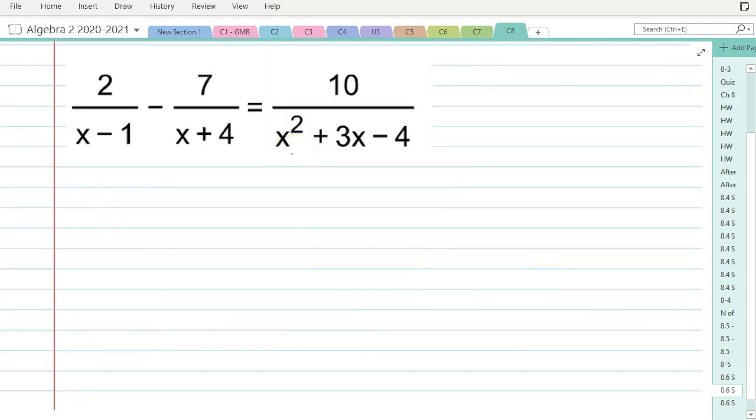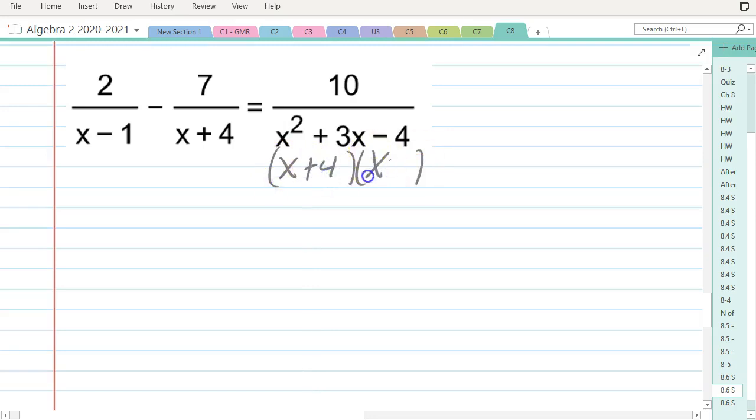Alright, let's work our way through this one. First thing you want to do on these is factor anything that needs to be factored. So this one has an x plus 4 and an x minus 1 as a factor. Now, if you look across, we're actually pretty lucky. They could have given us anything on the bottom, and they were nice and gave us the same factors.